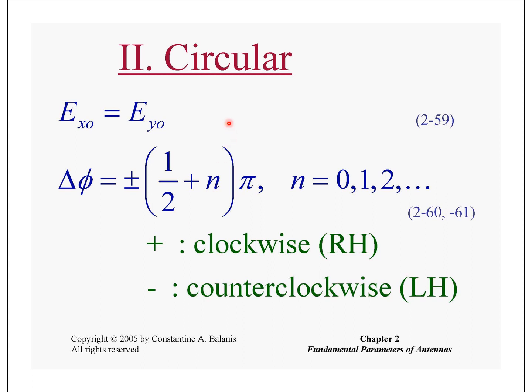Second, circular polarization. Circular polarization can be achieved if two conditions are satisfied. First condition is that the magnitude of the x component of the electric field is equal to the magnitude of the y component of the electric field. Both components should have the same magnitude. Second condition is that the relative phase difference between the x and y components should be either plus 90 degrees or minus 90 degrees, or odd multiples of plus or minus 90. If the phase difference is plus 90 degrees, the wave will be considered right hand or clockwise polarized. Similarly, if it is minus 90 degrees, it will be left hand circular polarized.